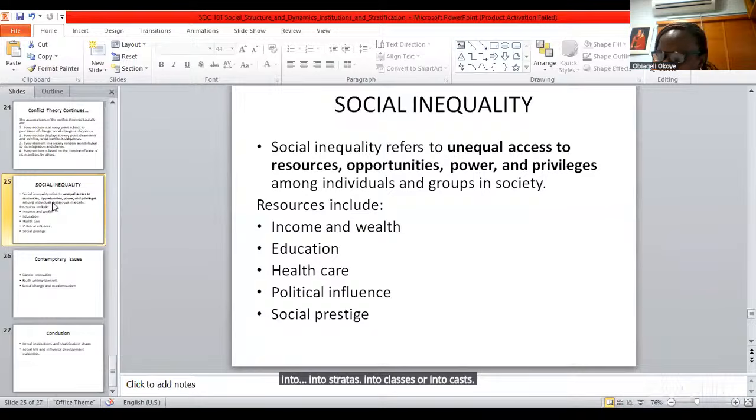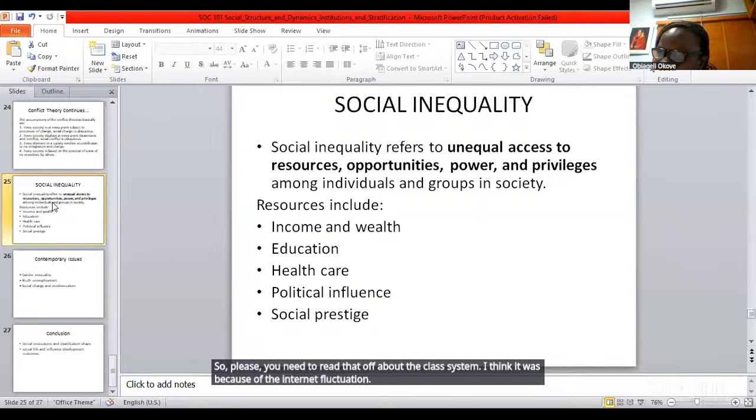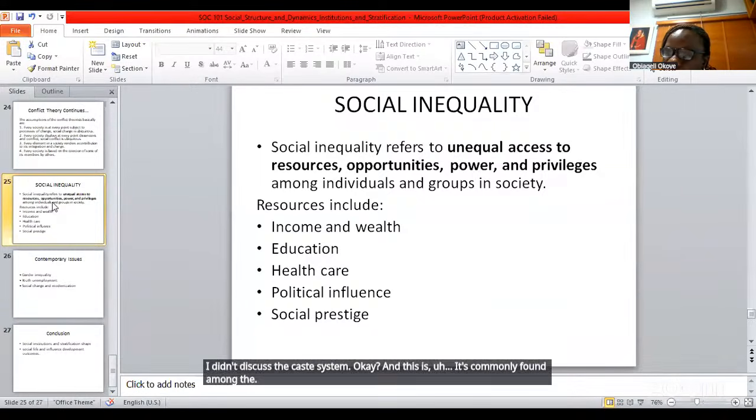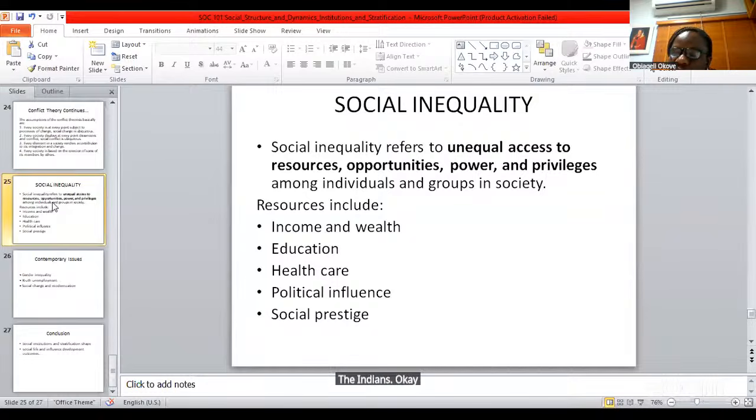I think I missed the discussion on class, so please, you need to read up about the class system. I think it was because of the internet fluctuation. I didn't discuss the caste system. This is commonly found among the Indians, and in the caste system, you have four major classes.